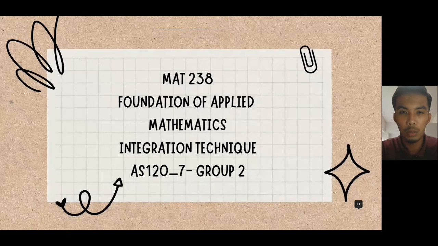Assalamualaikum warahmatullahi wabarakatuh. Today I want to present about MAT238 Foundation of Applied Mathematics Integration Technique class AS20_7 group 2.